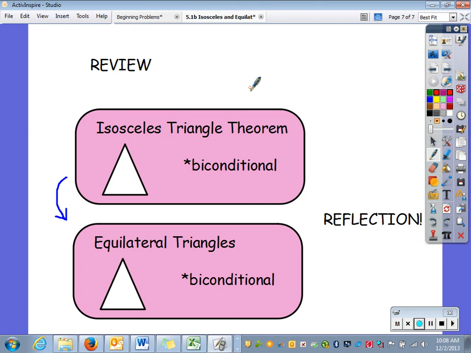Alright, to review, we have the isosceles triangle theorem, which is a biconditional, meaning it works both ways. If the two sides are the same, then the two angles are the same. If two angles are the same, the two sides are the same or congruent. And then an equilateral triangle is also biconditional. If all three angles are the same, then all three sides are congruent. And remember, the angle measurement has to be 60 degrees in an equilateral triangle because 180 divided by 3 is 60, and I showed you that in Sketchpad.